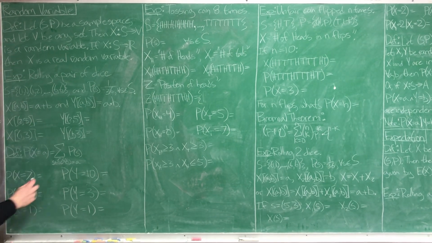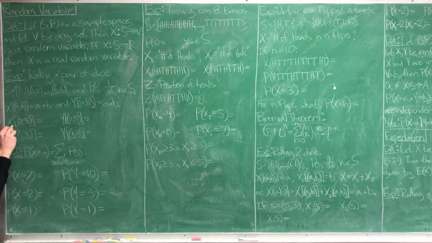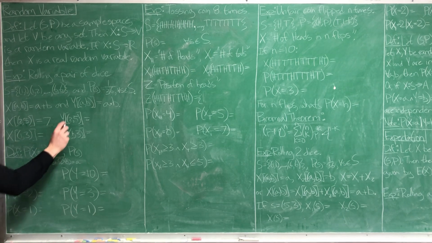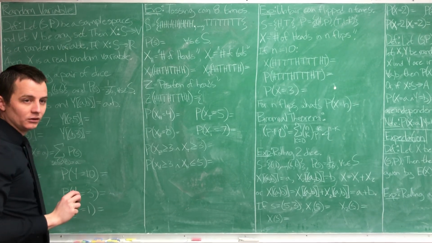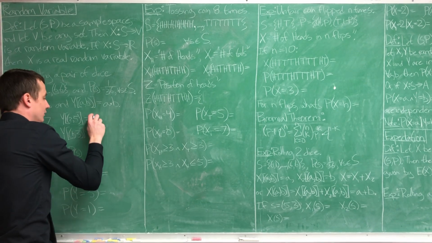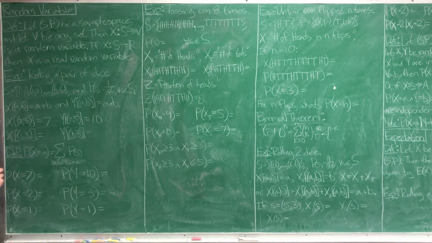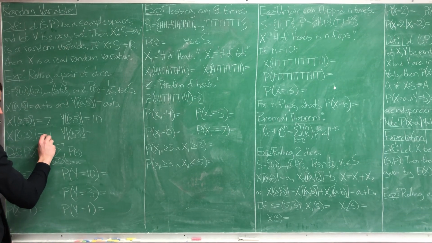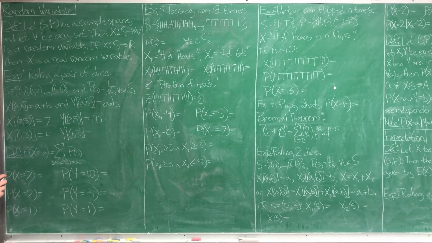Okay? Let's make sure you're getting this. What is x of 2, 5? 7. If you rolled a 2 and a 5, if this is the outcome on your 2 die, then x is the sum of those two, which is 7. What is y of the roll 2, 5? 10. What is x of 1, 3? 4. What is y of 1, 3? 3.